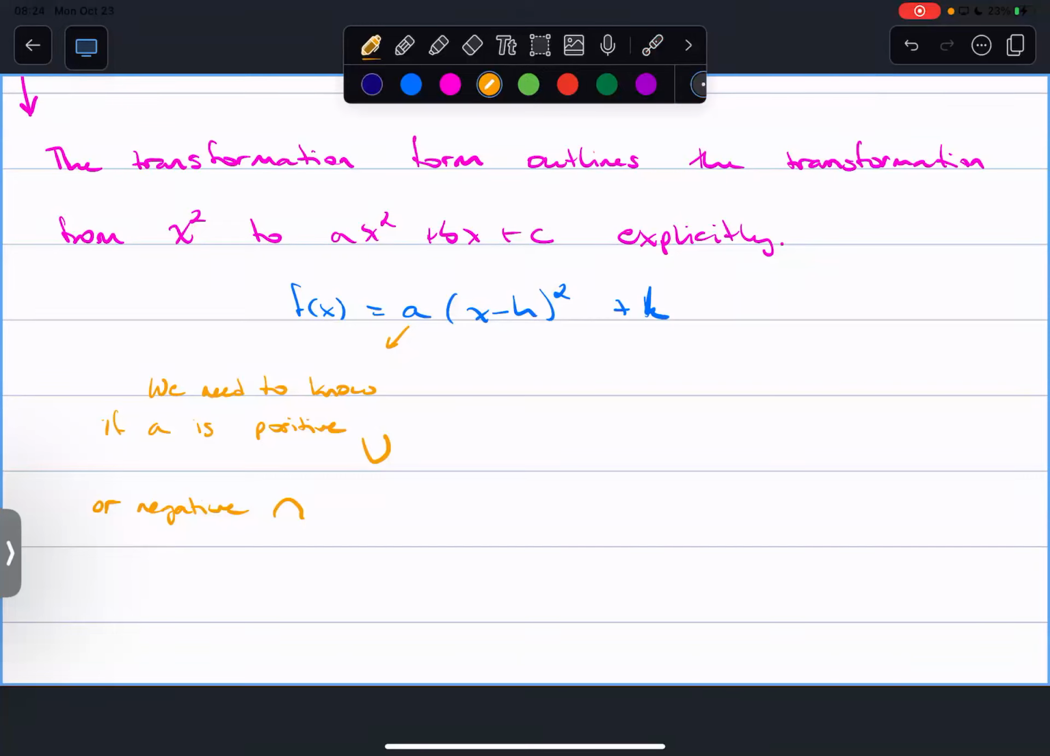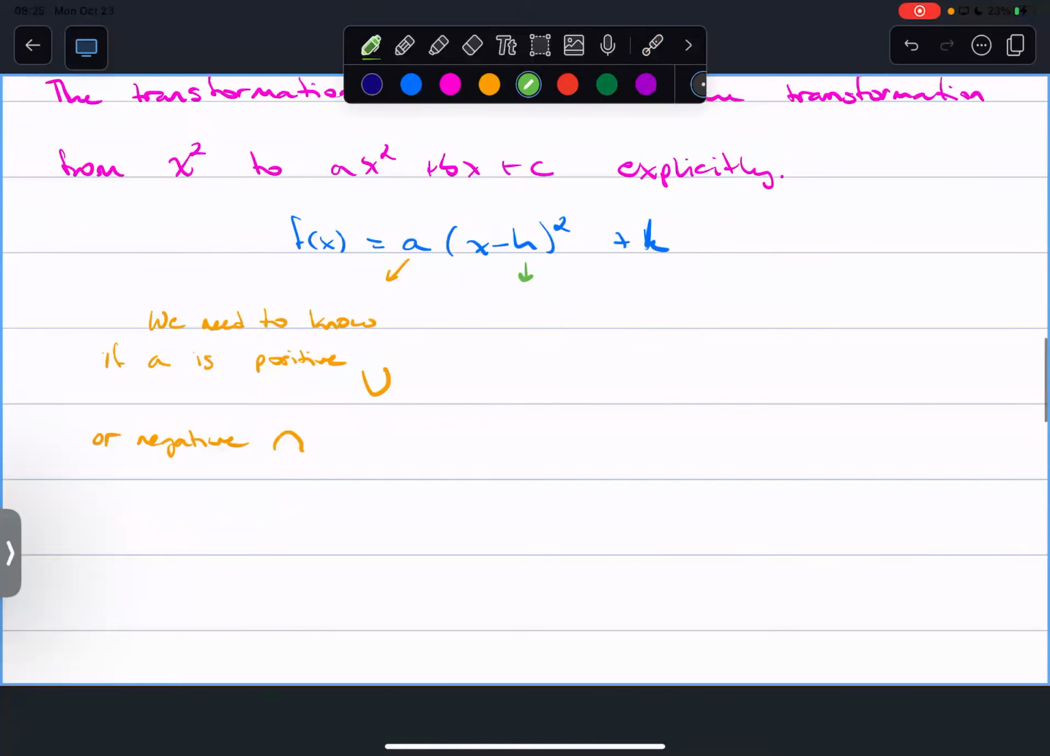So that's good. We want to move, keep getting these mixed up.